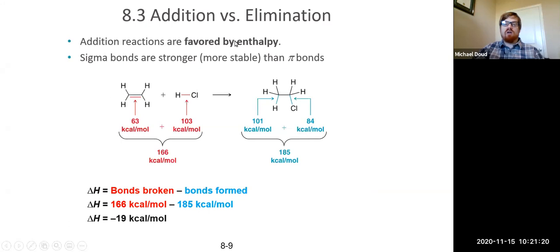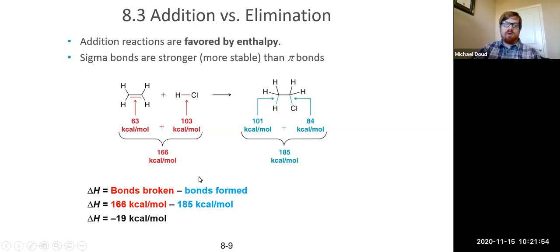So addition reactions are going to be favored by enthalpy because you form two sigma bonds that are more stable than the pi bonds that you break. So this just adds it up together. The carbon-carbon pi bond is worth 63 kilocalories per mole, and the hydrogen-chlorine sigma bond is worth 103 kilocalories per mole. So overall, 166 kilocalories per mole. But the new bonds that you form, a new carbon-hydrogen bond, that's 101 kilocalories per mole, and a new carbon-chlorine bond, that's 84 kilocalories per mole. Those are worth more. So you form these stronger bonds.